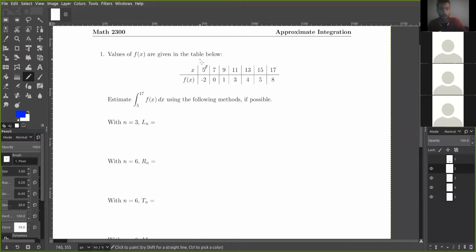So with n equals 3, we want to use this one. Left-hand just means we're starting at the leftmost value, and since I'm only taking 3, we want these 3. So those are going to be my values. Of course, we want the heights. You would just add up all the heights. My delta x in this case is 4. And then you would have -2 plus 1 plus 4 for that one.